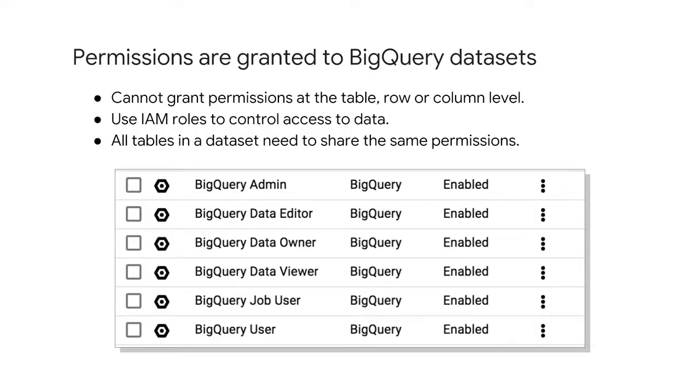BigQuery uses Identity and Access Management, IAM, to manage access to resources and permissions that are granted at the dataset level. Tables, rows, and columns are child resources of datasets, meaning they inherit permissions from their parent dataset. It is not possible to grant permissions at the table, row, or column level. All tables in a dataset share the same permissions.